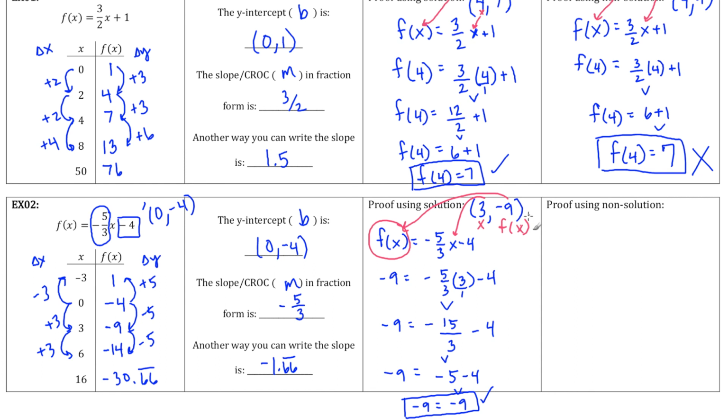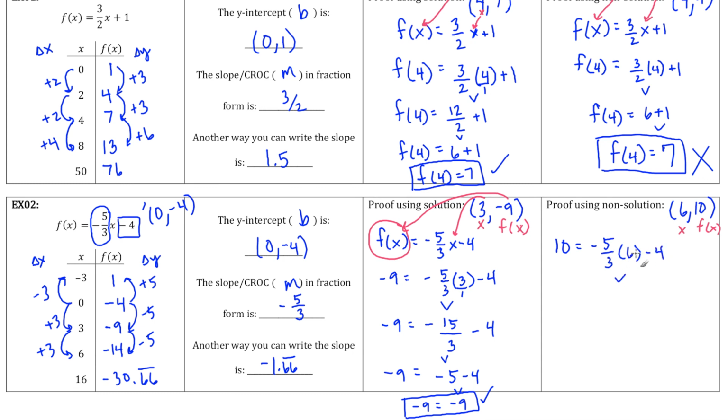And now a non-solution. So I'm going to choose like 6, 10 or something. 6, 10, because 6 is supposed to go with negative 14. So 6, 10. This is x. This is f of x. So f of x, which is 10, should equal negative 5 over 3 times 6 minus 4.